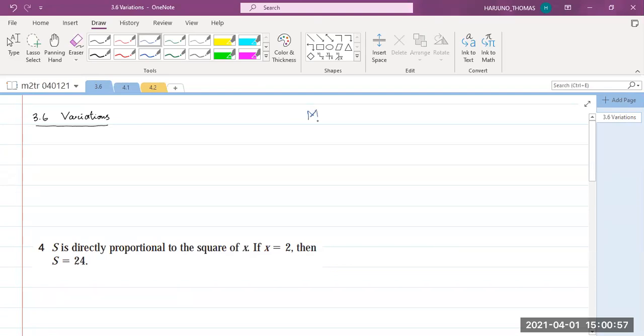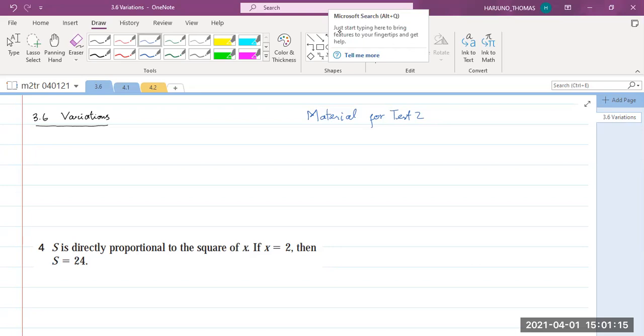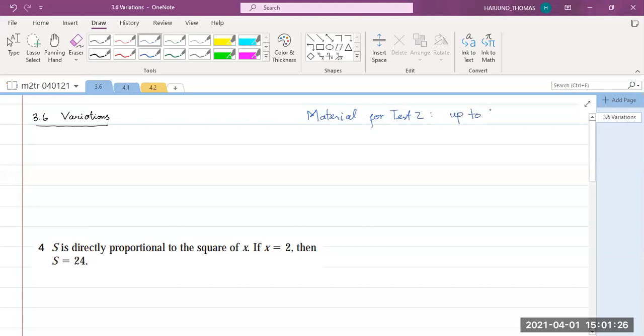Topics material for test 2. You know what? Let me make sure. The material for test 2 will be up to 4.3 actually. So up to section 4.3.